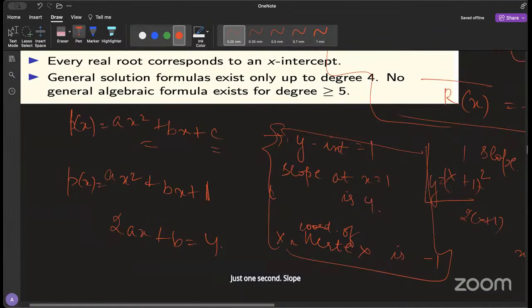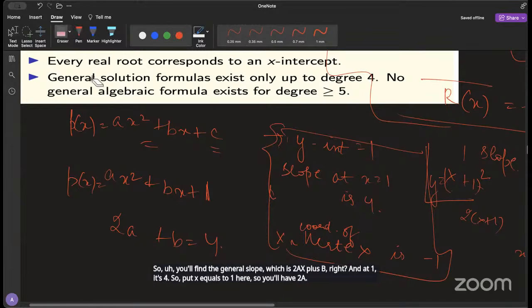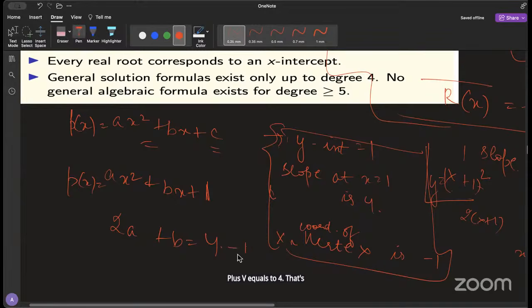Slope at x equals 1 is 4. So you will find the general slope, which is 2ax plus b, right? And at x equals 1, it's 4. So put x equals 1 here, and you'll have 2a plus b equals 4. That's one equation in two variables.